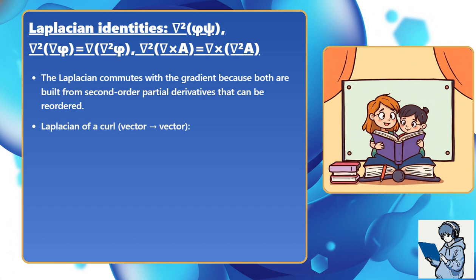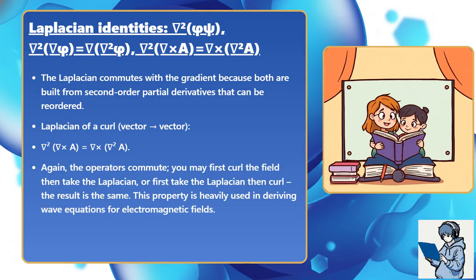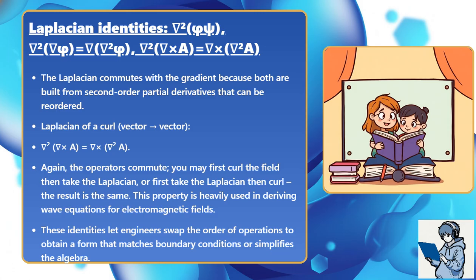Laplacian of a curl, vector to vector. Del squared curl A equals curl del squared A. Again, the operators commute. You may first curl the field then take the Laplacian, or first take the Laplacian then curl. The result is the same. This property is heavily used in deriving wave equations for electromagnetic fields. These identities let engineers swap the order of operations to obtain a form that matches boundary conditions or simplifies the algebra.